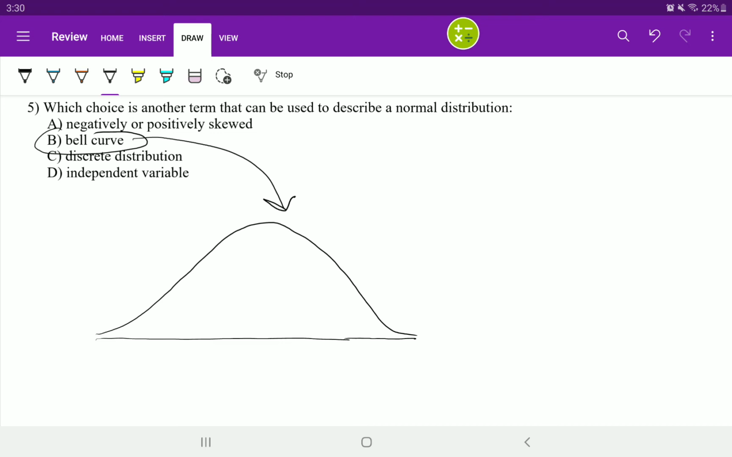So that's another term we can use to call the normal distribution curve. Now, sometimes it could be negatively or possibly skewed. That's true. But it's still a bell-shaped curve. A discrete distribution? It's continuous. Independent variable? Oh, that is X. Nope.